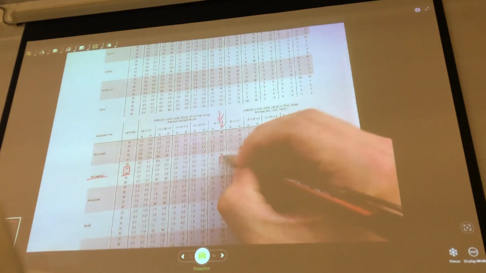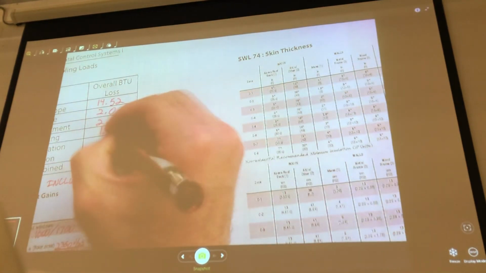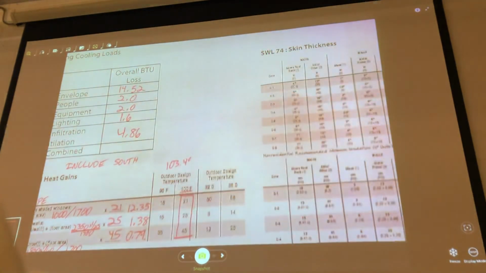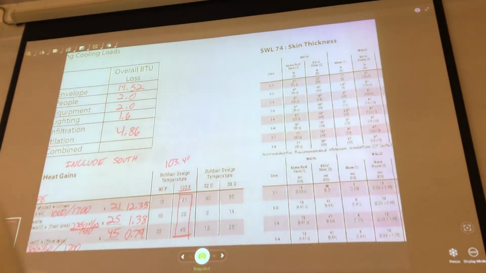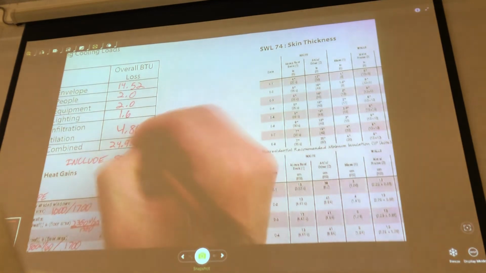So I need to choose somewhere between 1.1 and 1.6 BTUs per square foot. Again, I'll go worst case and say 1.6. Now to figure out my overall heat gains, I add all these together. That tells me how much I'm going to have for every single hour for every single square foot. Plain and simple. Add it all together, I've got 24.98 BTUs per square foot.